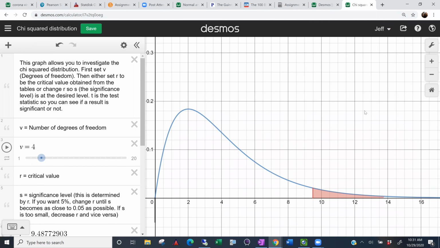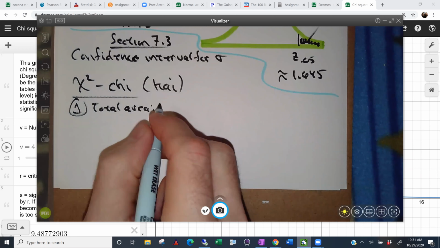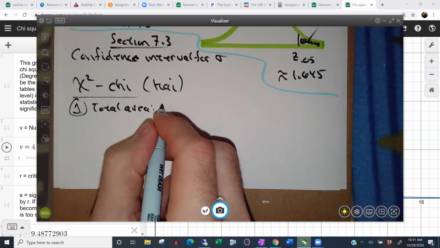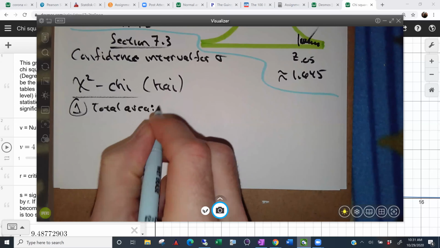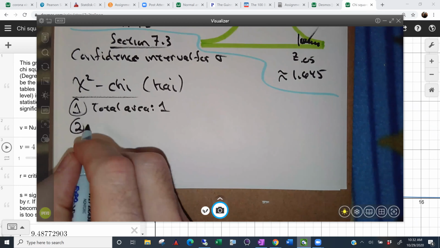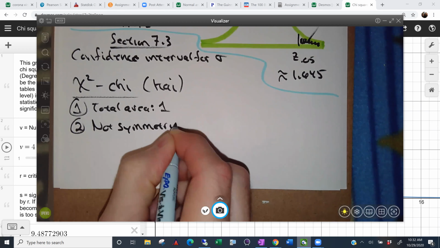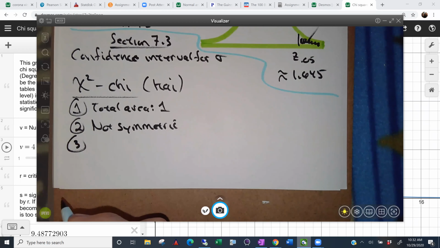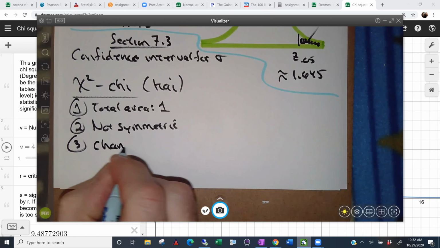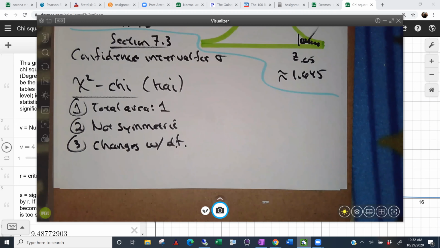All right, tell you what, I'll start out with the similarities. The total area underneath this curve. Any guesses? What was it under T and Z? 1. Total area is 1. That's where the similarities stop. It's going to start at 0, so it's not symmetric. It changes with degrees of freedom. And there's probably a couple other things I could say about this, but those are the big ones that you should get.